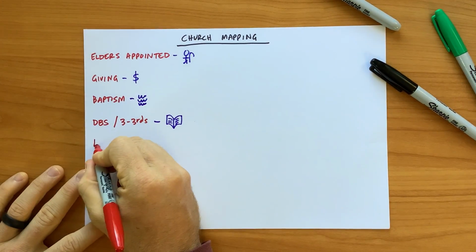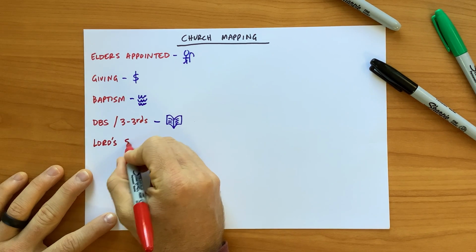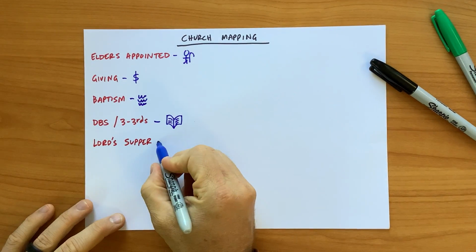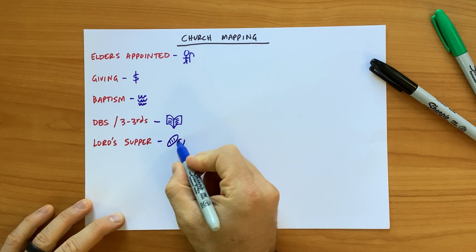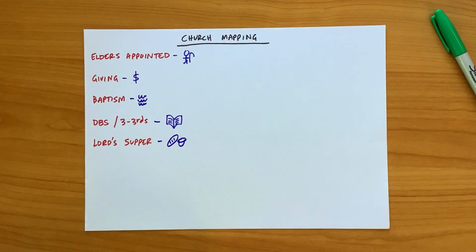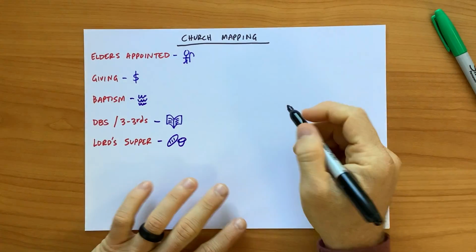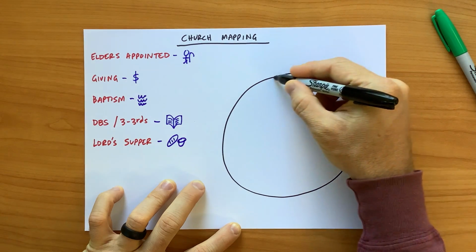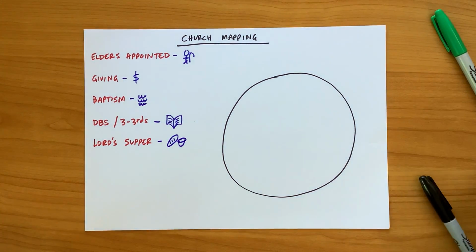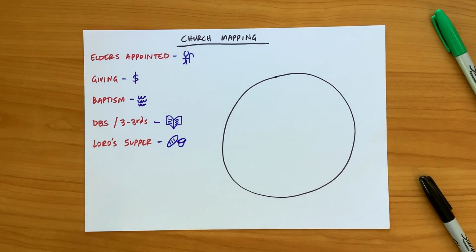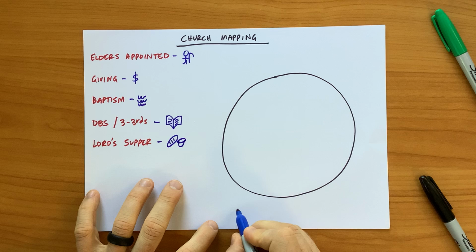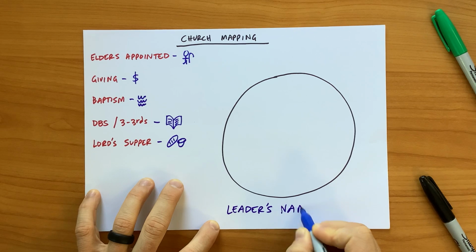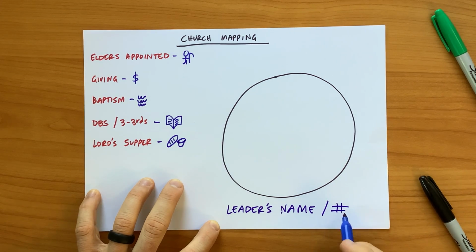And then the last area we're going to look at is the Lord's Supper, and the symbol we'll use is the bread and the cup. Just real quick, I'll give you an example of what this looks like. We draw a circle. This represents the church, the group. Then in the circle, we put these symbols if the group is doing them. At the bottom, I want the leader's name, and then the number of people in the group.